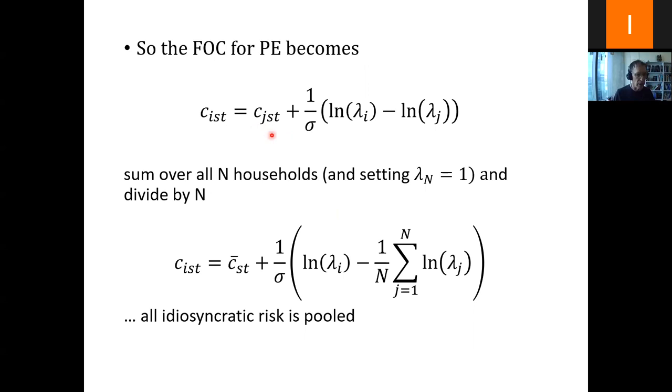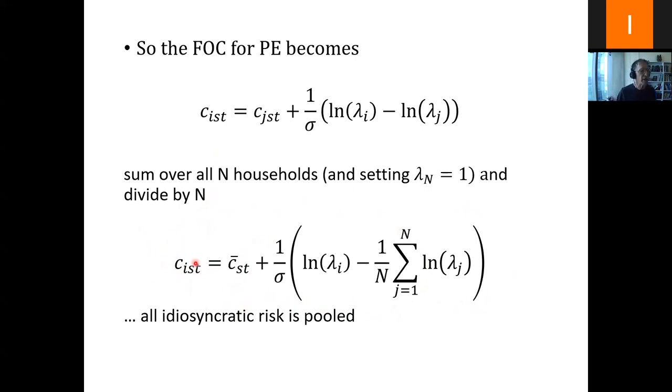Person J could be anybody in that village. So let's sum this. We've got n of these equations: C_i(s,t) equals C_j(s,t), C_i(s,t) equals C_k(s,t), C_l(s,t), and so on. This is true for every household in the village. And so if we sum these up across those n households and then divide by n, we're left with this equation, which is the key equation that Townsend is going to test for the efficient allocation of risk.